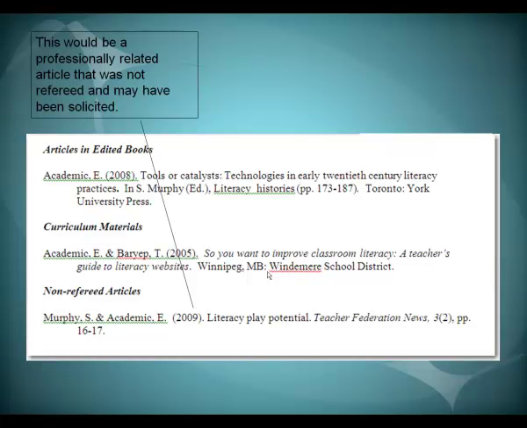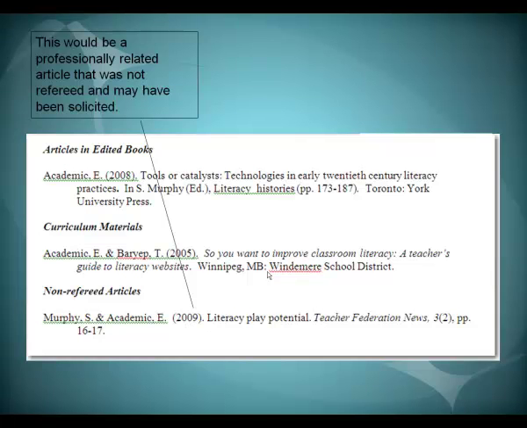You can put in parentheses at the end if something is solicited. So let's suppose that the Teacher Federation knows you're an expert in this field, or you're an emerging expert, and they want you to write a little article for their teacher magazine. You can put at the end in parentheses, solicited.